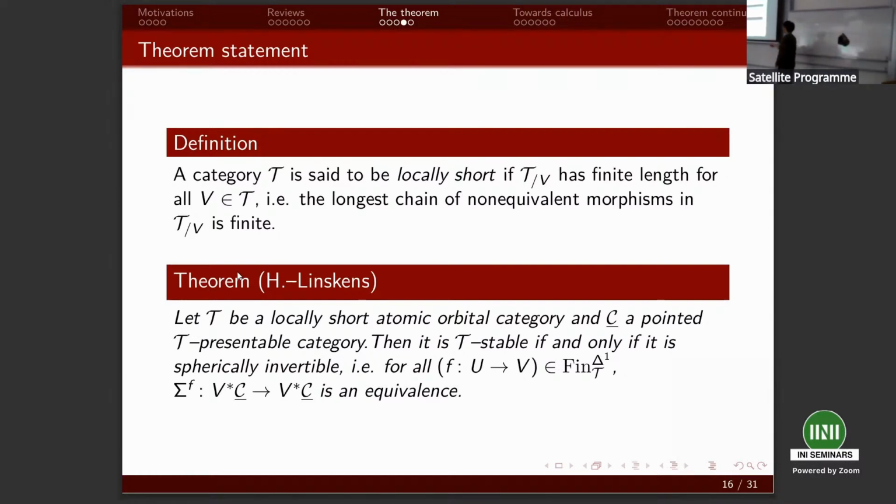And then, as a spoiler, I don't know if this is necessary, but at least the only proof I can think of is that I needed this local shortness to do some induction, some parameterized cubical induction. But we'll come to that.